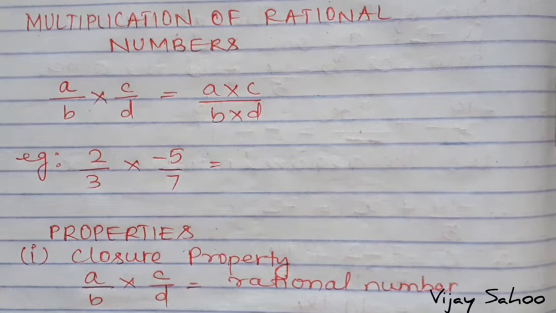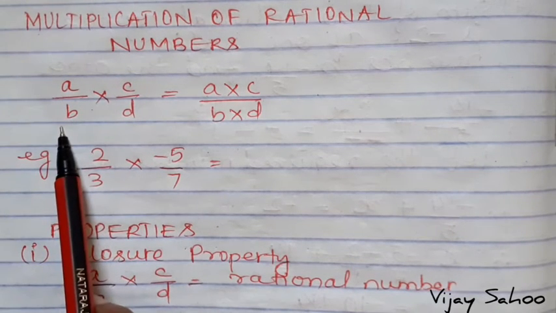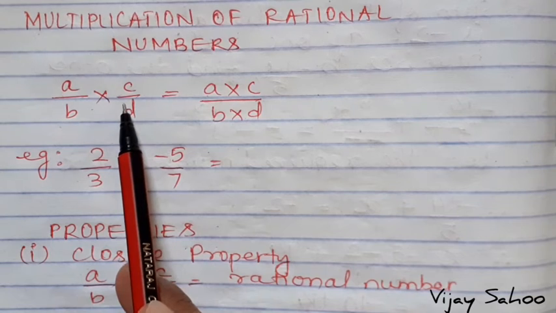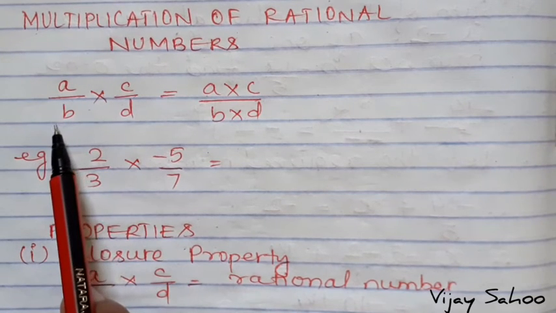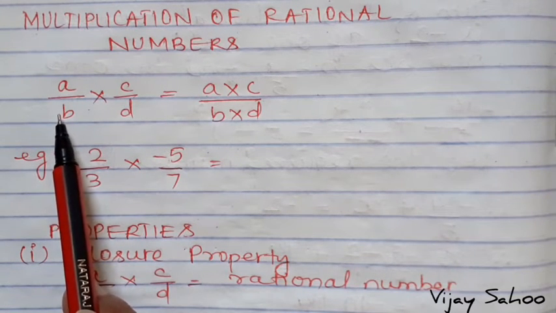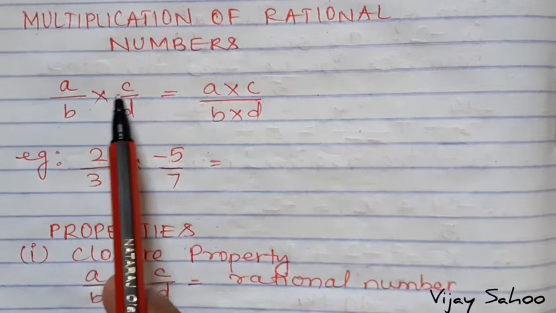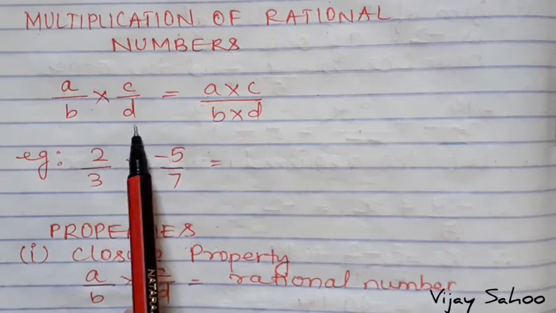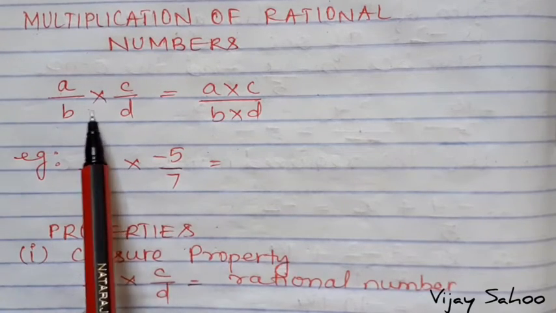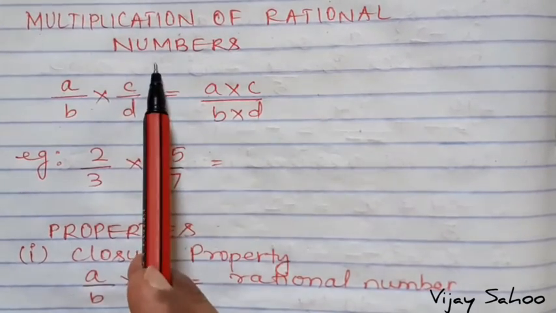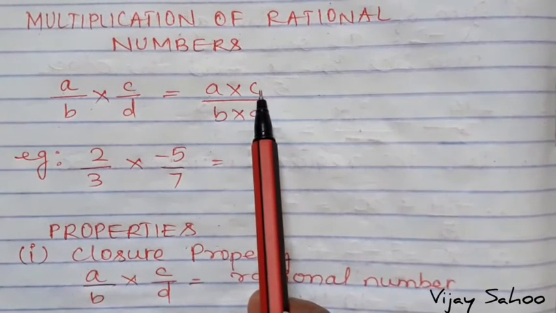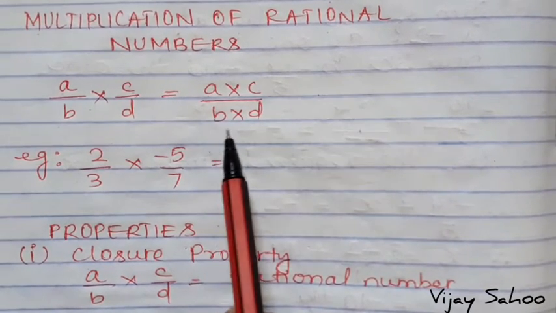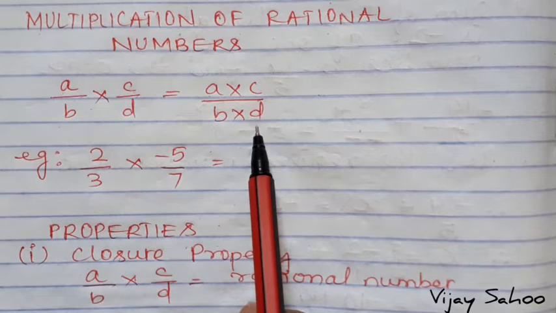First of all we'll see the basic one, that is a by b multiplied by c by d. We know that whenever we multiply, we multiply numerator by numerator and denominator by denominator. So the basic thing we should know is that when multiplying rational numbers, the numerator will be multiplied by the numerator, and the denominator will be multiplied by the denominator.